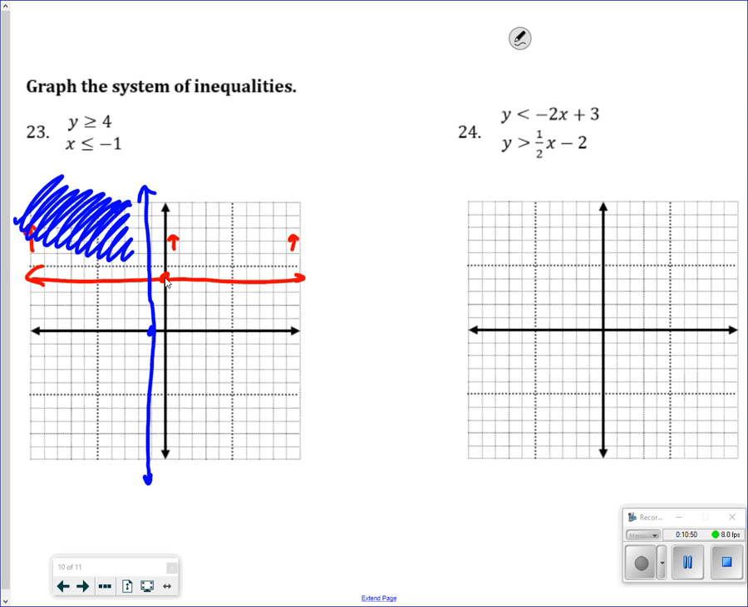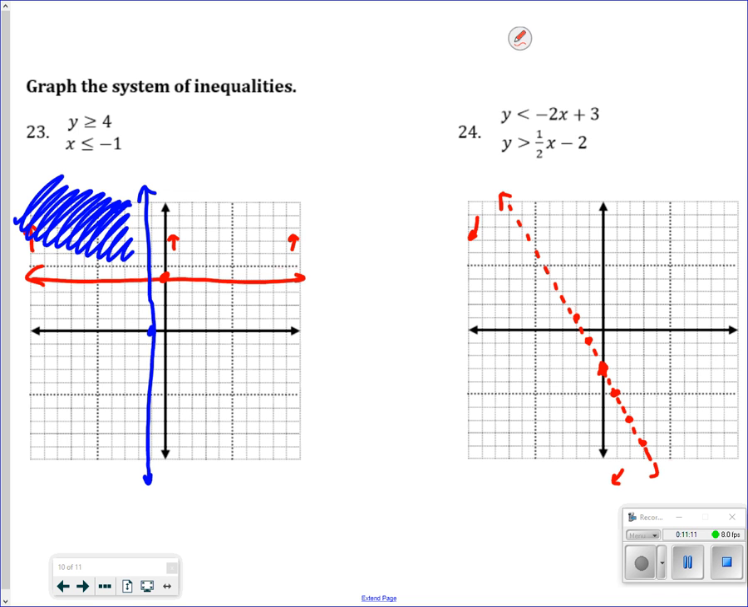Next one. So again, colors would be good here for some of you. (0, -3) is the y-intercept with a slope of -2. It's dashed and it's shaded below. So I'm talking about this side of the line right now.